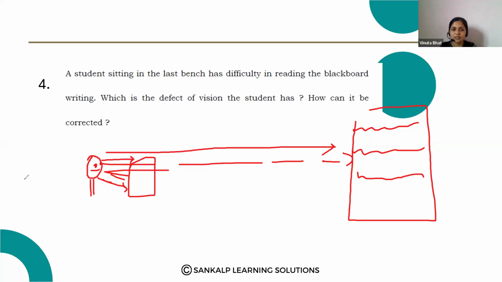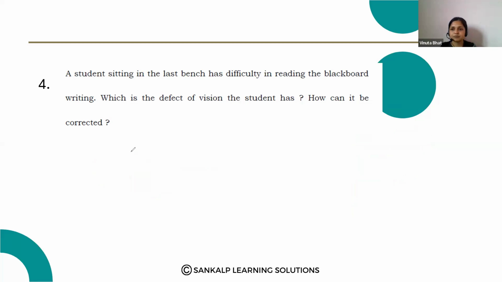So what type of disease is it? What can we call it? Anybody? What type of disease is it? Yes, it is called myopia or nearsightedness. Myopia.